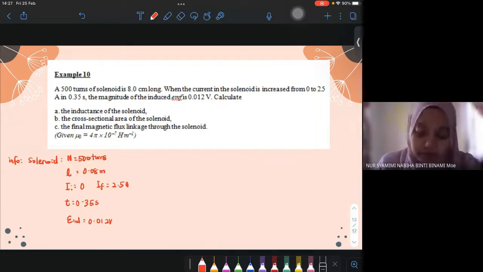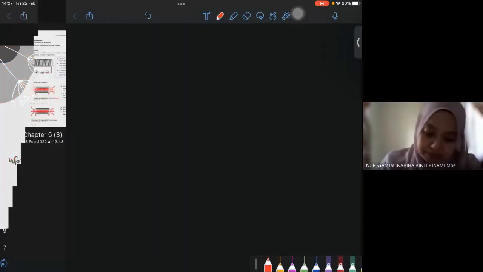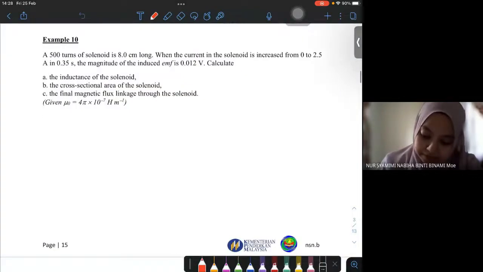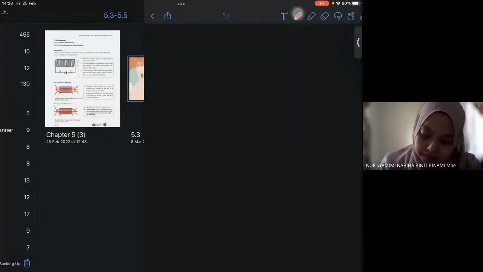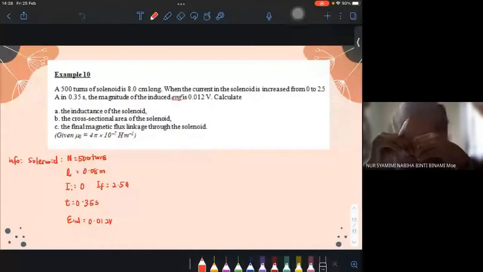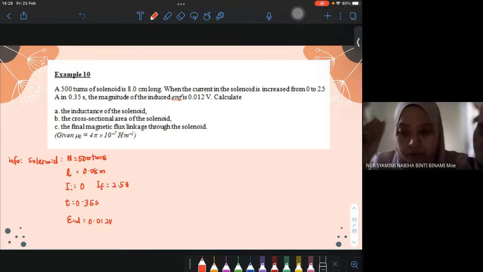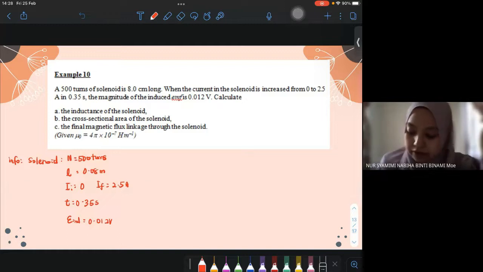So we go. Okay, so example 10. A 500 turns of solenoid is 8 cm long. When the current in the solenoid is increased from 0 to 2.5 ampere in 0.35 seconds, the magnitude of the induced EMF is 0.012 volt. Calculate A, the inductance of the solenoid, B, the cross-sectional area of the solenoid, and C, the final magnetic flux linkage through the solenoid. Okay, so here we have the info.